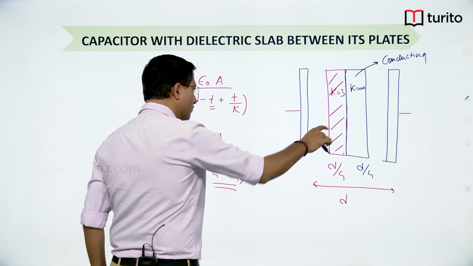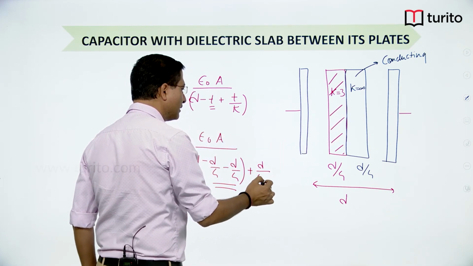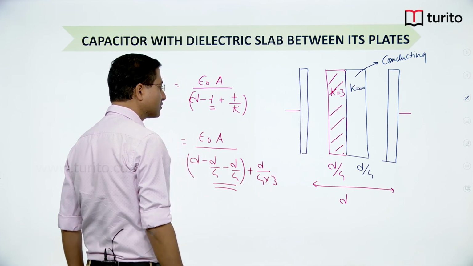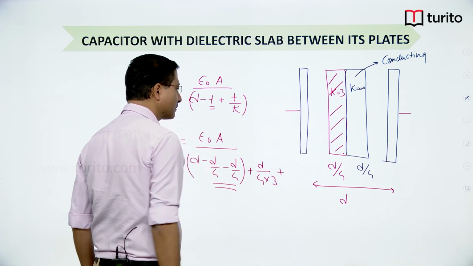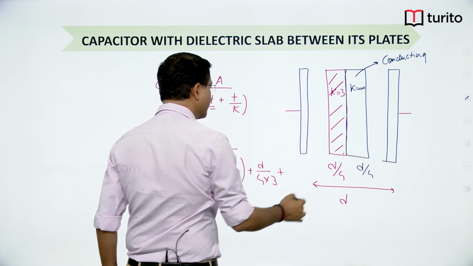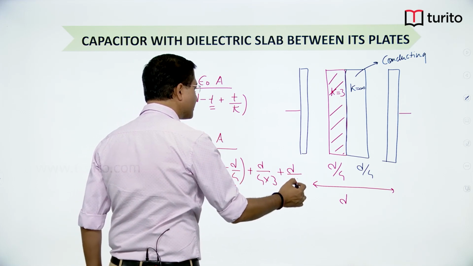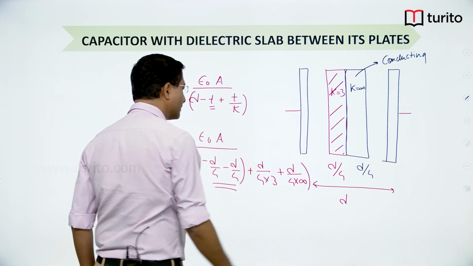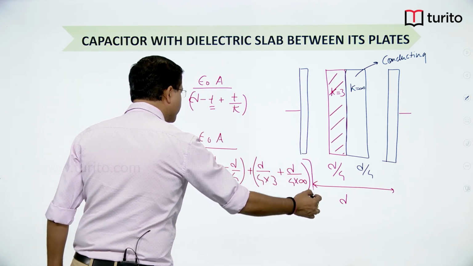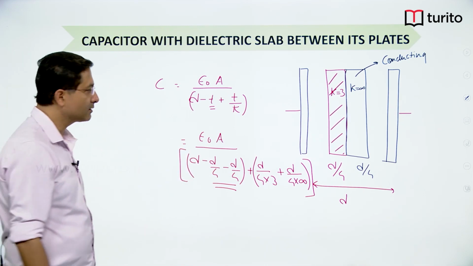For this slab I will write thickness d by 4 and the dielectric constant K is equal to 3, plus the next one. The next one is the conducting plate, d by 4, and its K is infinity, right. So, this way I can write. As you can see, this term will become 0.